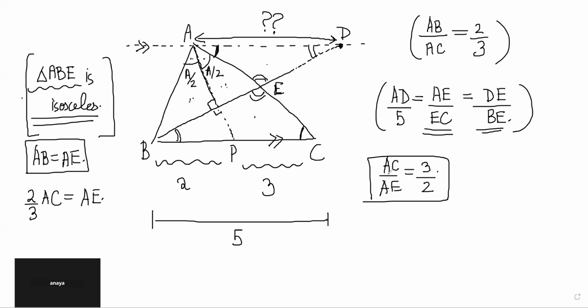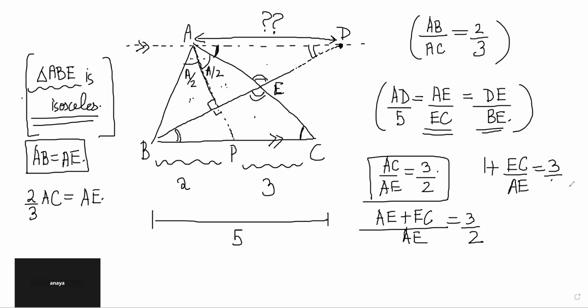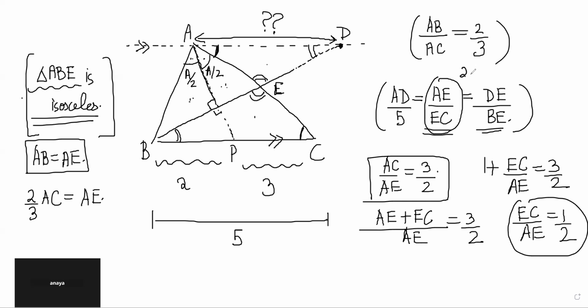And AC is AE plus EC, divided by AE, is equal to 3 by 2. So we are getting 1 plus EC by AE is equal to 3 by 2. So EC by AE is 1 over 2, and AE by EC is 2. So AD is 10.